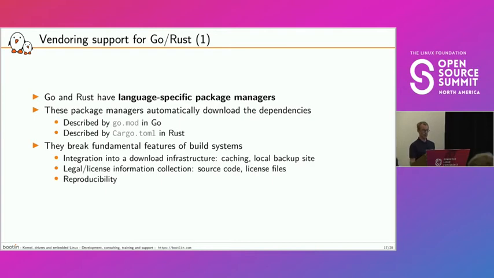But also, build systems do legal license information collection. So they collect the license information from the software that you integrate in your embedded Linux system, so that you can comply with the open source licenses in a proper way. And that is made a bit difficult if some random Go or Cargo package downloads a random set of dependencies out of nowhere for which we don't really control the licenses. And so they represent some unique challenge.